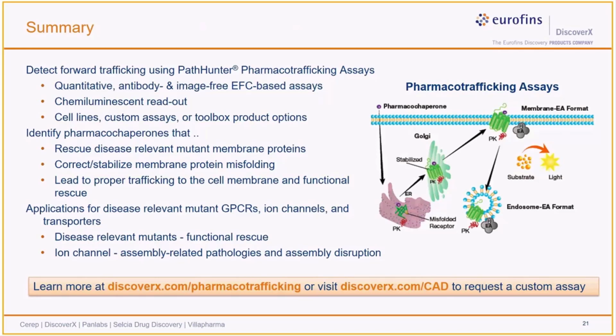We talked about identifying pharmacochaperones that rescue disease-relevant mutant membrane proteins, correcting them or stabilizing them, allowing them to do proper trafficking to the cell membrane as well as into the endosome, allowing for functional rescue. Applications we went over for different disease states for GPCRs and ion channels. So disease-relevant mutants as well as ion channel assembly type of applications.